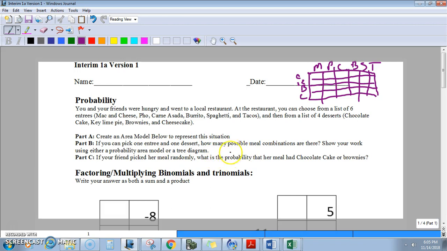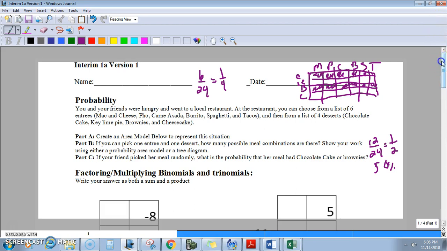And part C, if your friend picked her meal randomly, what is the probability that her meal had chocolate cake or brownie? So if it was just chocolate cake, remember it was just 6 out of 24, which was 1/4. But if it was chocolate cake or brownies, it's not 6 out of 24, right? It's 12 out of 24, or 1/2, so the probability is 1/2, or 50% chance that she will get something with either chocolate cake or a brownie, okay?